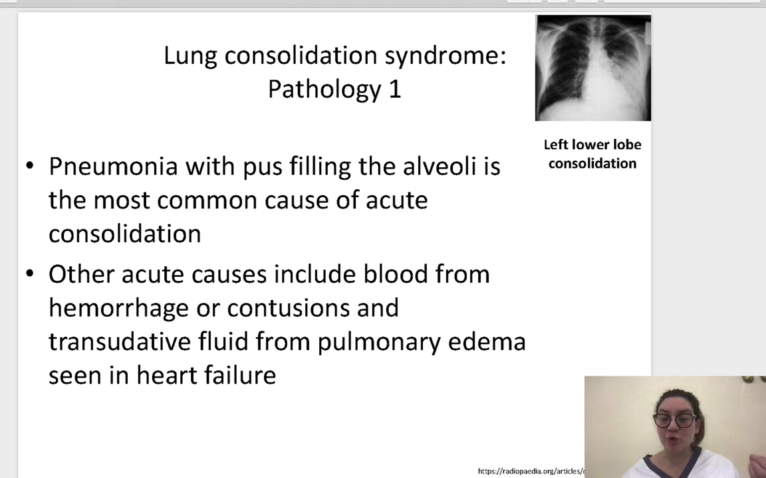Let's discuss more about the pathological process that goes on during consolidation in the lungs. Pneumonia with pus filling the alveoli is the most common cause of acute consolidation. Other acute causes include blood from hemorrhage or contusions and transudative fluid from pulmonary edema seen in heart failure.